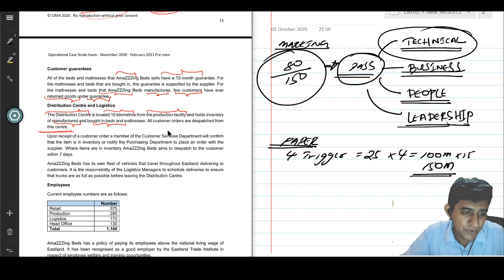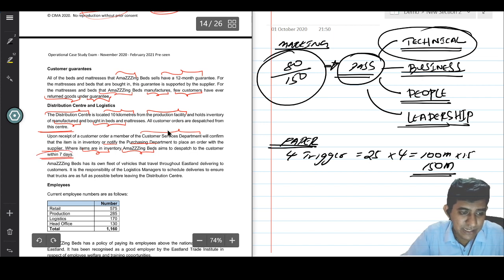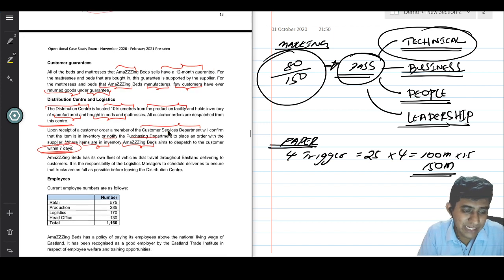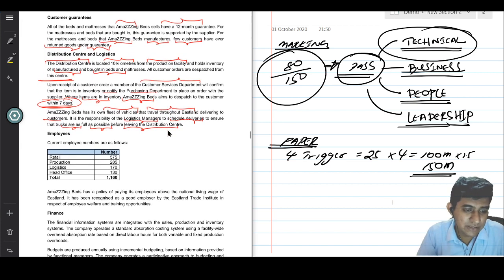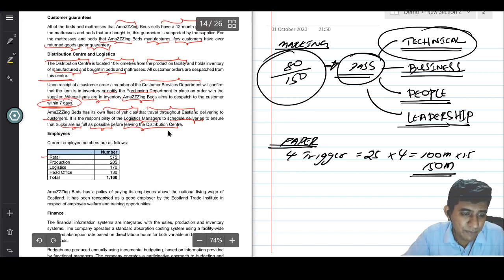Upon receipt of a customer order, a member of the customer service department will confirm the item is in inventory and notify the purchasing department to place an order with the supplier where the item is not in inventory. Amazing Bed aims to dispatch to the customer within 7 days. Amazing Bed has its own fleet of vehicles that travels throughout Eastland delivering to customers. It is the responsibility of the logistics manager to schedule deliveries to ensure trucks are as full as possible before leaving the distribution center. So here students, once again they have given the breakdown of the employees.